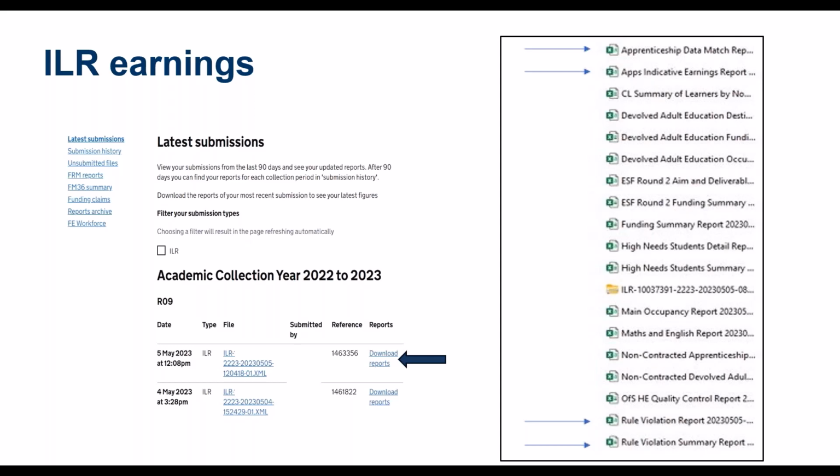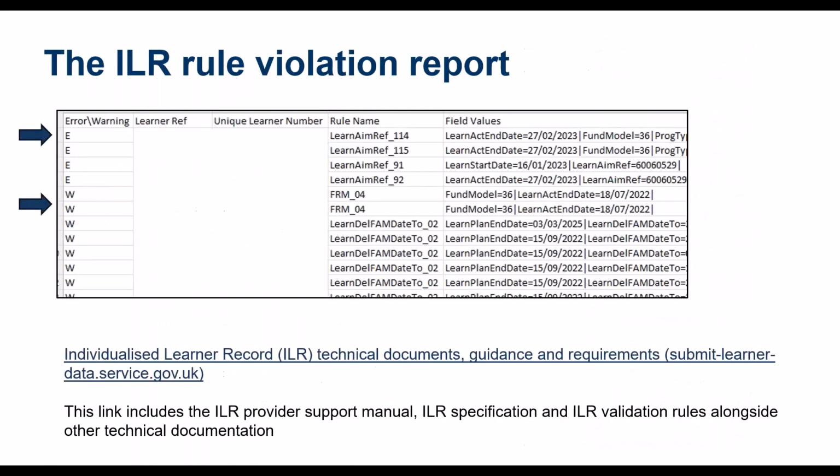But as I've said, before we can talk about the Apps Indicative Earnings report, we need to look at the rule violations report. So if we could move on, please, thank you. So what's in the slide is an extract of the ILR rule violations report with learner details redacted. The purpose of this report is to analyze your ILR file to determine whether the data you've submitted can be read properly by our funding calculation.